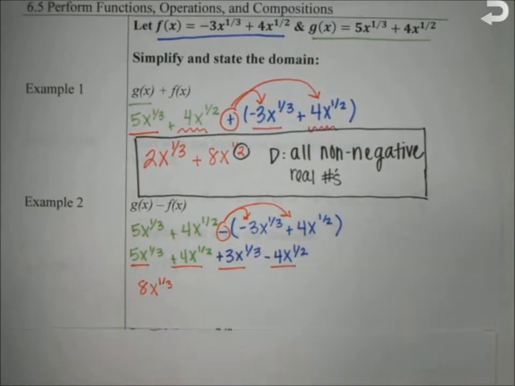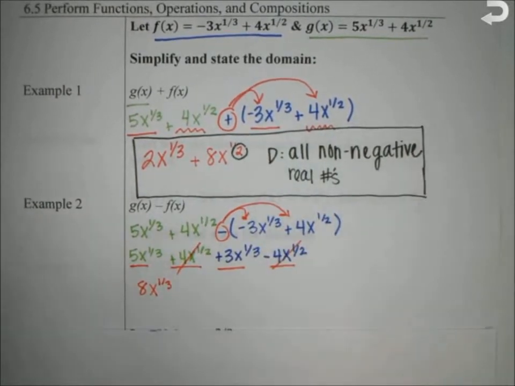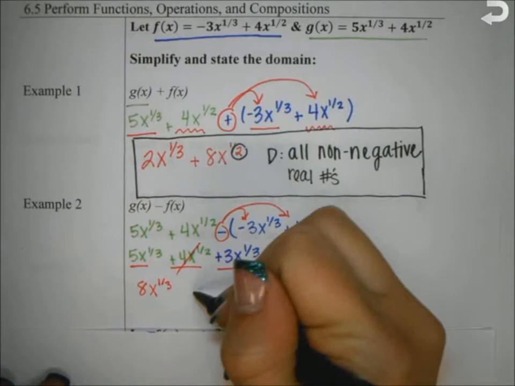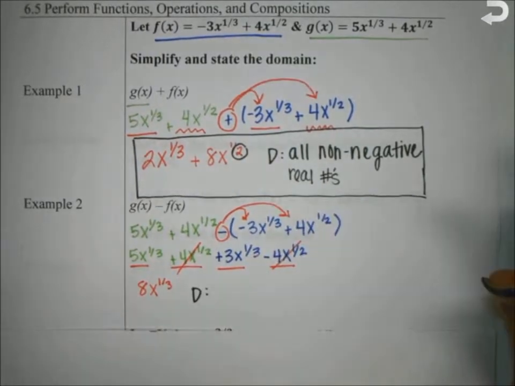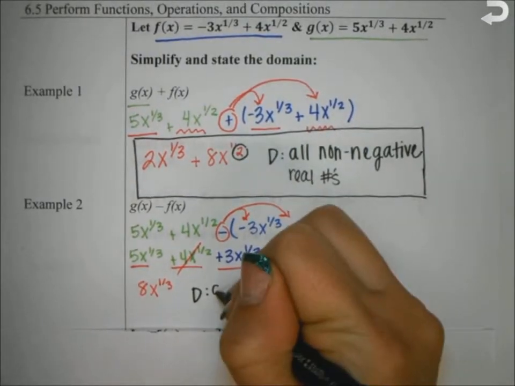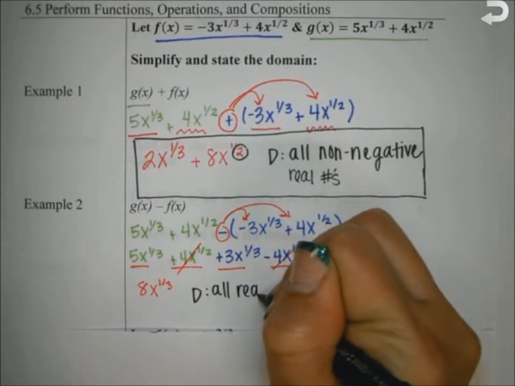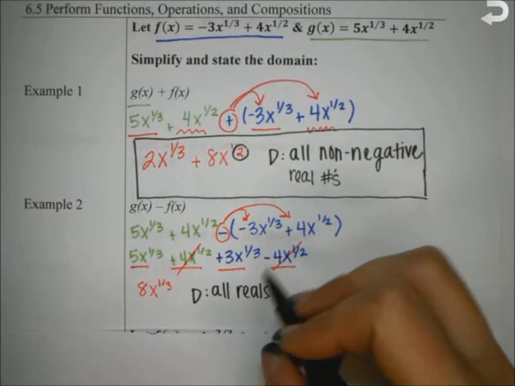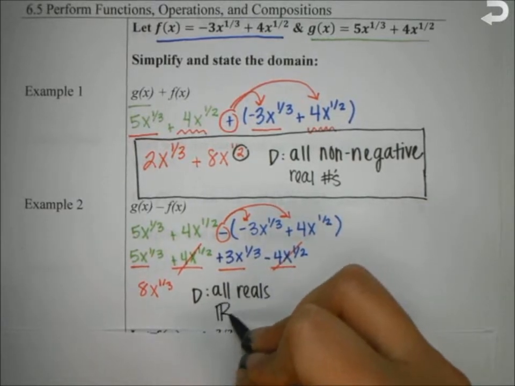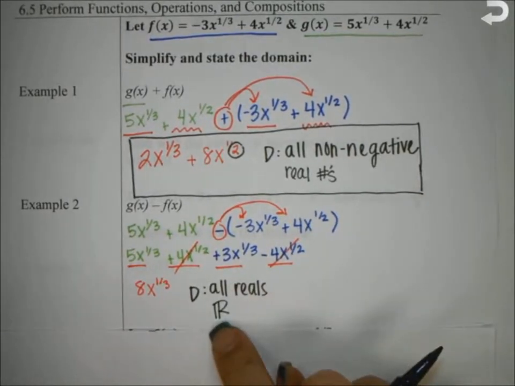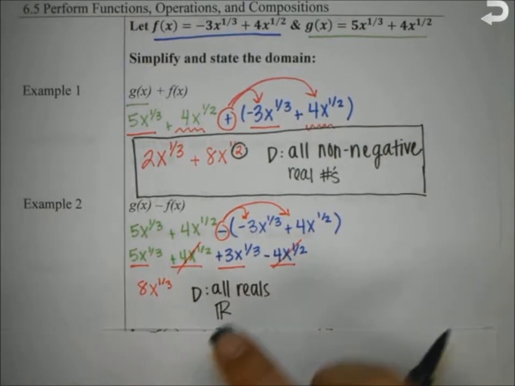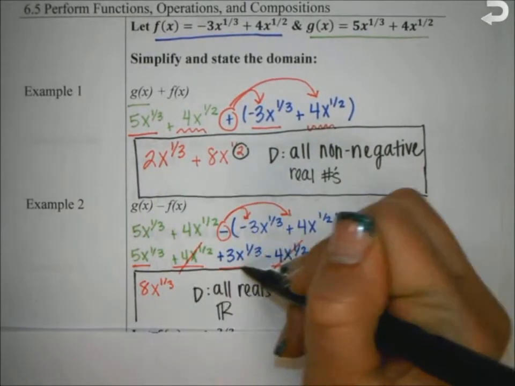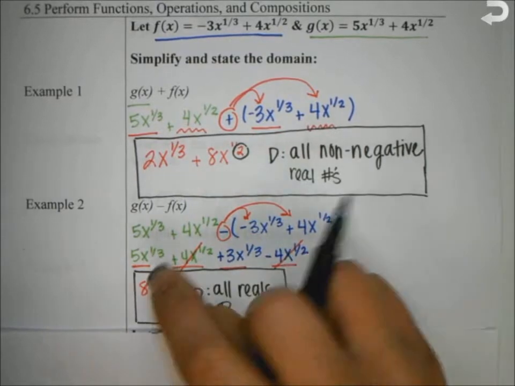So what would the domain of this one be? It would be all reals. I can plug in any real number, all reals. We also use the symbol that stands for the set of real numbers. I can plug in any number for x and it's going to give me a real answer. Okay, because we can plug negatives in when our root is an odd number.